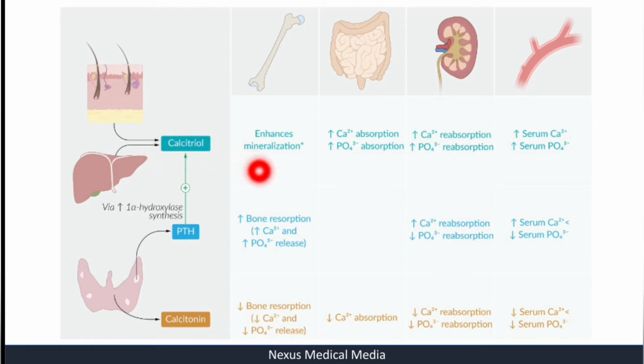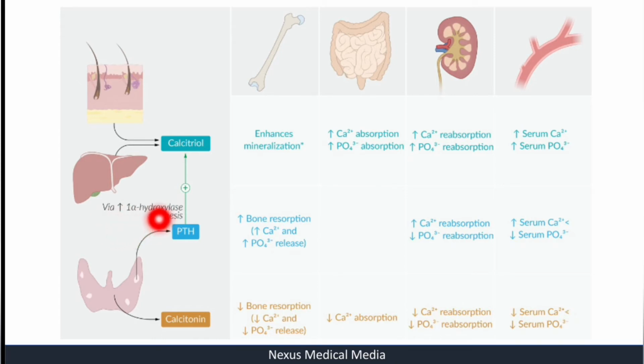Calcitriol enhances bone mineralization. In the intestine, it increases reabsorption of calcium and phosphates. In the kidneys, it increases reabsorption of calcium and phosphates, and in the serum, in the blood, it increases serum calcium and phosphates, right? So I want you to note that there is an enzyme called 1-alpha hydroxylase.